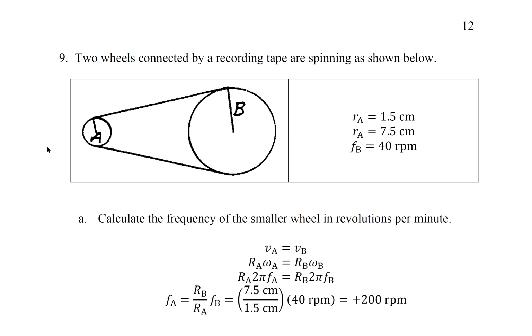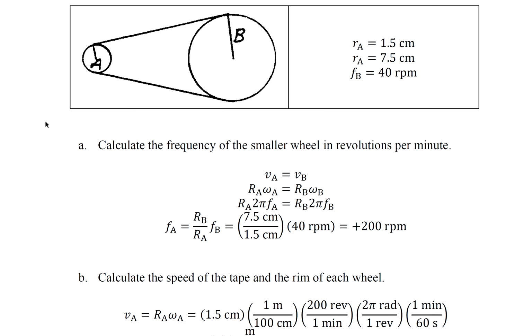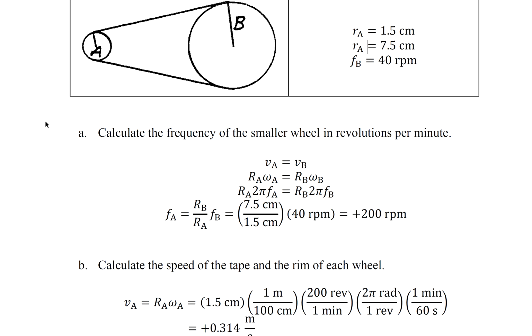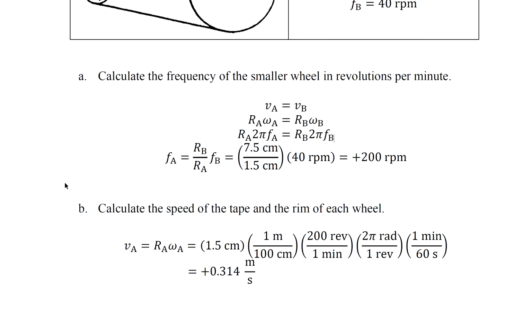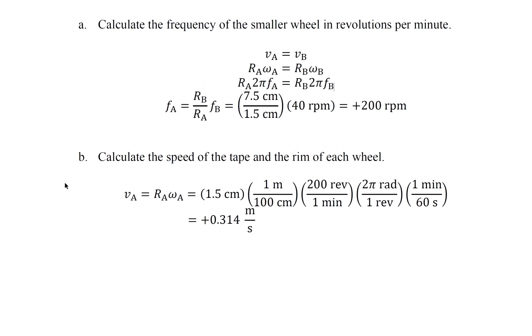Question 9. Two wheels connected by recording tape are spinning as shown below. And we're given the radius of A, the radius of B, and the frequency of B. Part A, calculate the frequency of the smaller wheel in revolutions per minute. So V sub A equals V sub B. And V equals R omega. And omega equals 2 pi f. Part B, calculate the speed of the tape in the rim of each wheel. So V equals R omega.